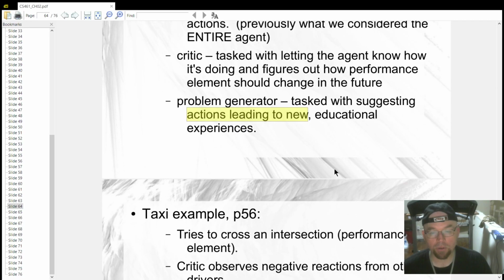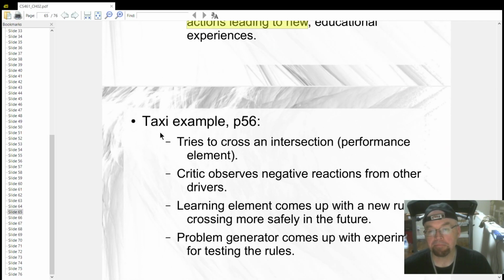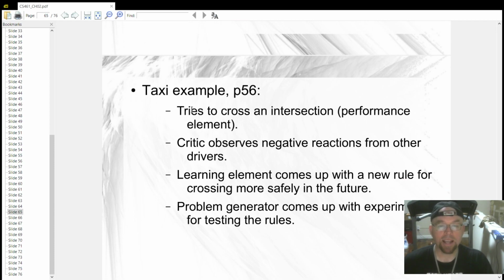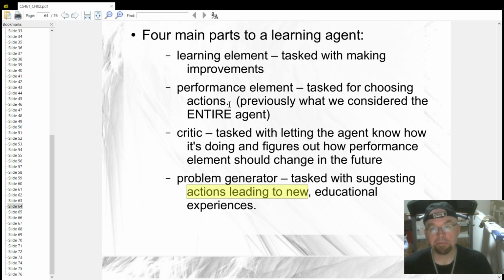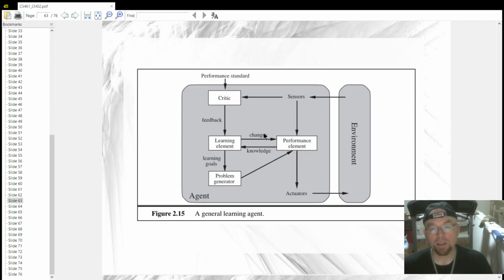Okay, let's think it through. So go back to that taxi example. Okay, so a taxi has to try to make it through an intersection, okay, safely, right? So the performance element, okay, has to decide how to do that, right? What are the actions that I have to take to make it through there?